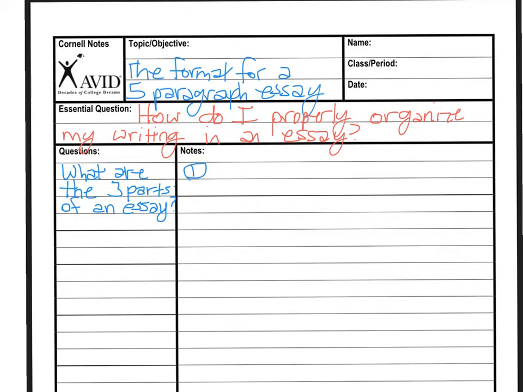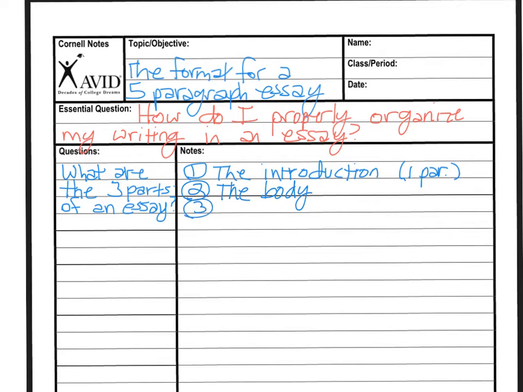The first part of an essay is called the introduction. Most introductions have just 1 paragraph. The second part of an essay is called the body. And it can have as many paragraphs as are needed in order to get across a point. The third part is called the conclusion. And it is usually 1 paragraph.